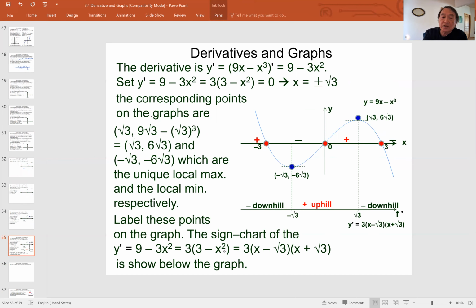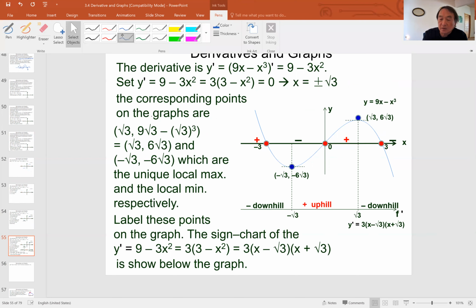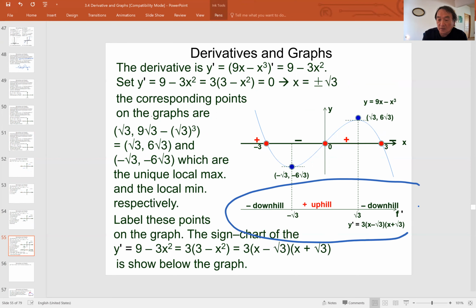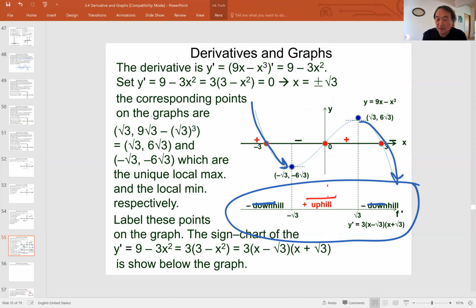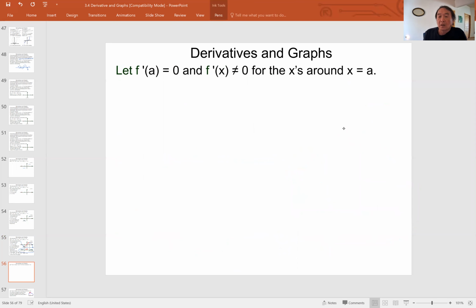Okay. And here is a sign chart with derivatives. With the derivative, notice from here to here is downhill, because the sign chart for the derivative is negative. And then, of course, the sign chart for the derivative is positive, therefore it climbs all the way from here to here. Okay. So that's what we can gain from looking at the sign chart of the derivative: the up and down of the curve.